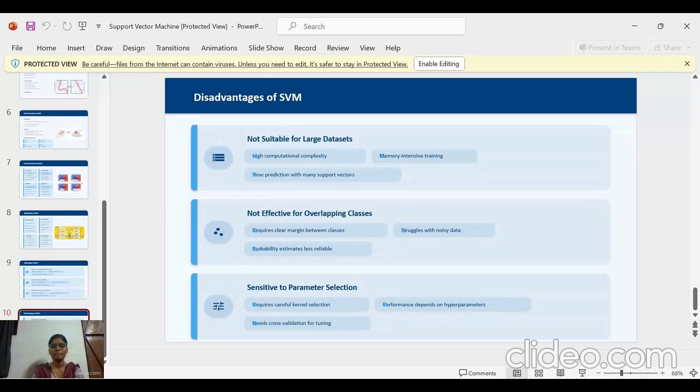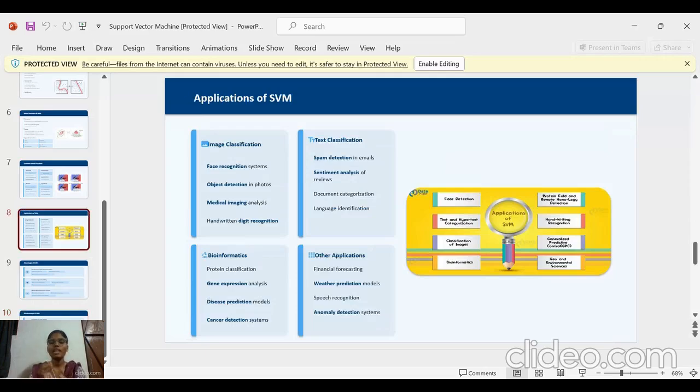Let's see how SVM is used in real world applications. SVM is used in various real life areas such as face detection, handwriting recognition, text categorization, medical diagnosis, bioinformatics and gene classification, and stock market prediction. This shows the versatility and importance of SVM in the machine learning field.